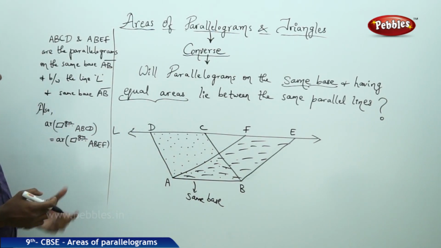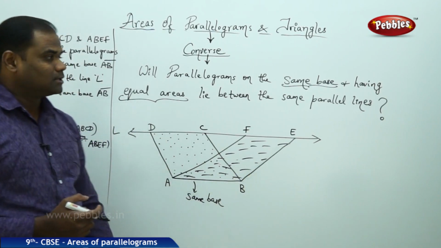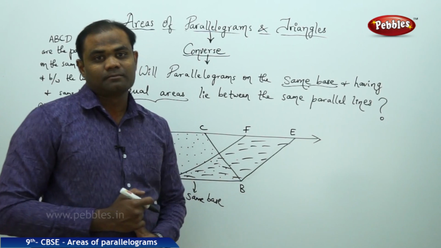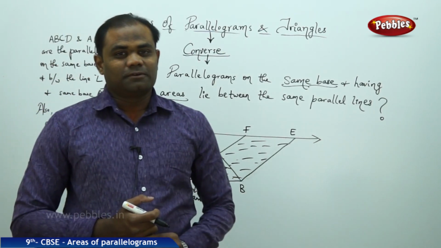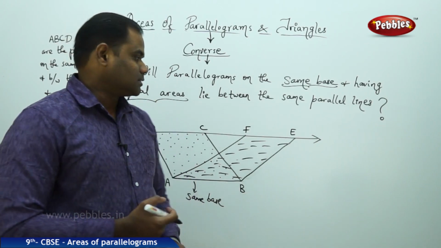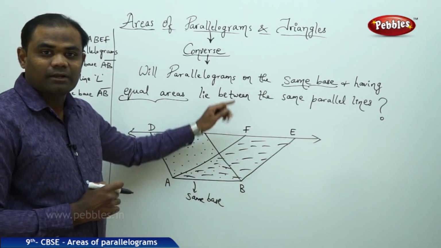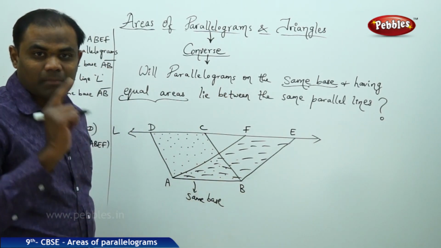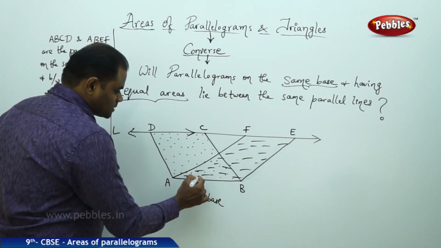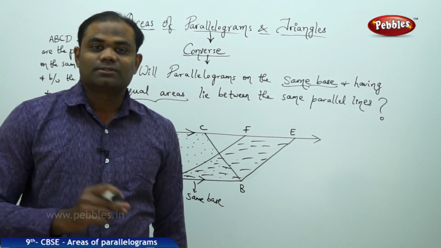Now, in such a case of two parallelograms lying on the same base and with equal areas, will the lines be parallel? That is the question out here. The converse of the theorem clearly says, as supported by mathematics, that they must be parallel. Two parallelograms lying on the same base and with equal area must be between the parallel lines. That is, this must be equal to this. It's how we understand the converse of the theorem.